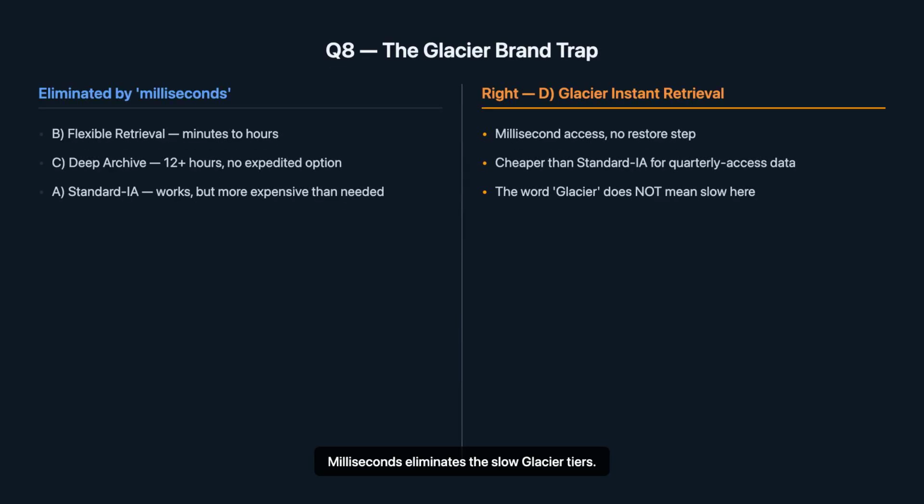Milliseconds eliminates the slow Glacier tiers. B. Flexible retrieval is minutes to hours, out. C. Deep archive is 12 hours minimum with no expedited option, out. A. Standard-IA technically works in milliseconds, but it's more expensive than needed for quarterly access. That leaves D. Glacier Instant Retrieval. It delivers in milliseconds with no restore step, and it's cheaper than Standard-IA for data accessed roughly once per quarter. The brand name lies, Glacier Instant Retrieval is not slow.